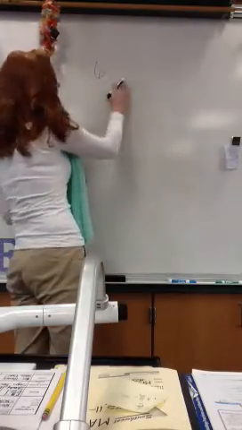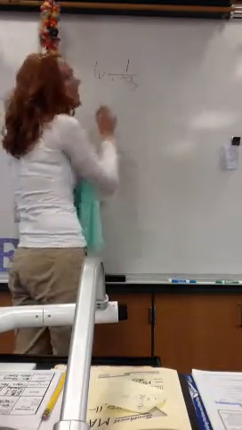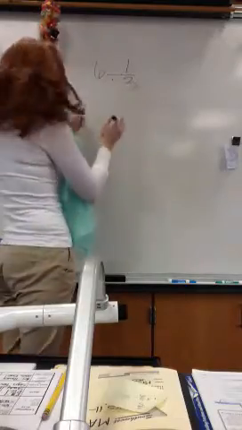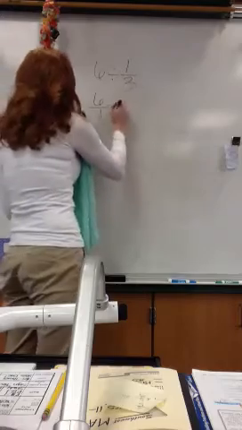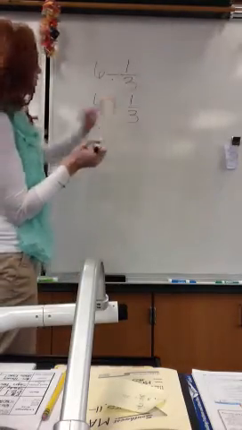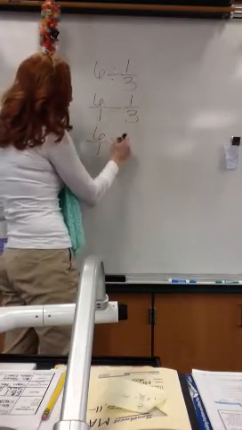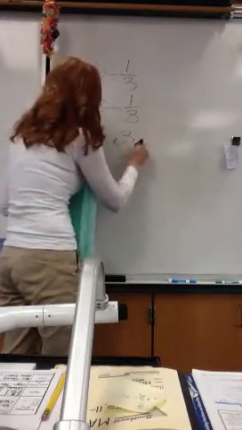Okay, and that problem is 6. Oops, I got a little ahead of myself. 6 divided by 1/3. Now, I want to turn that whole number into a fraction. I'll do that now. That's my first step. 6/1. And my second step is to flip and flip. So I keep my first fraction, I flip that division to multiplication, and I flip that second fraction over. So now I have 3/1.